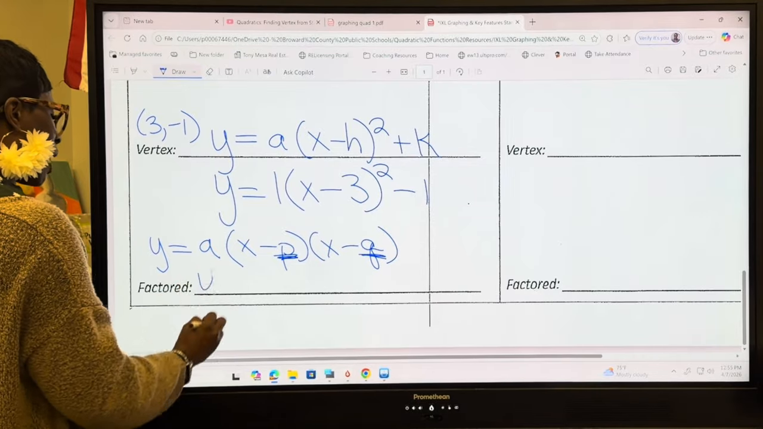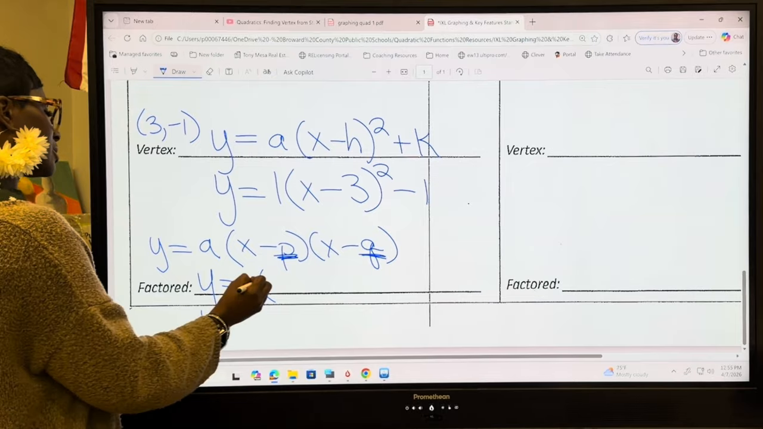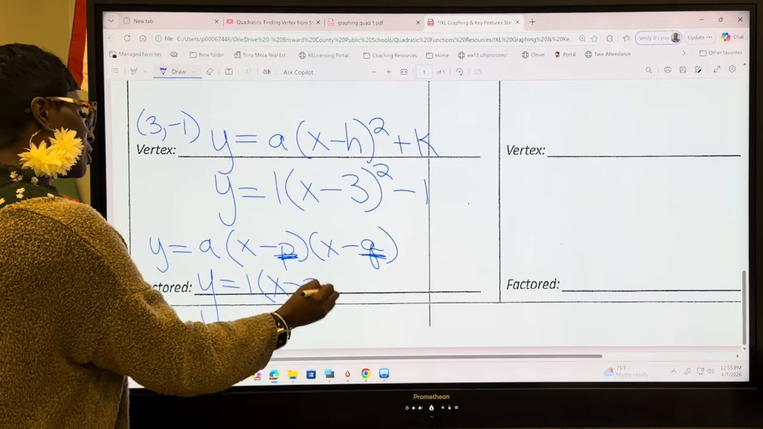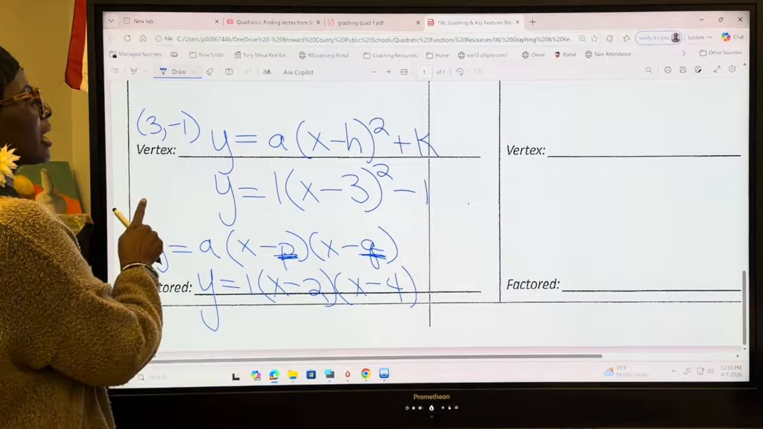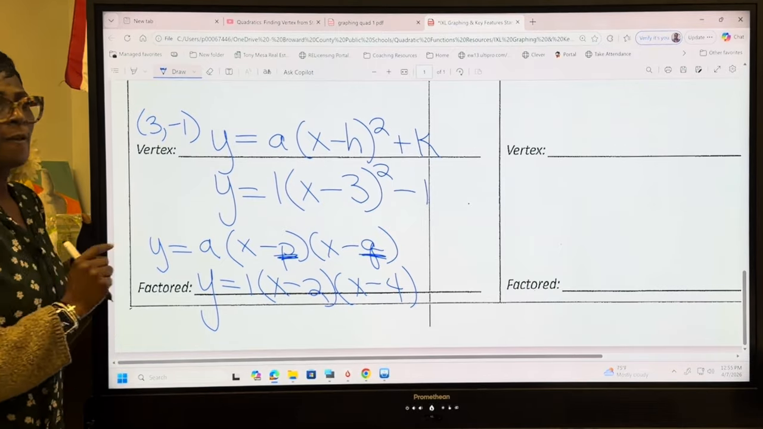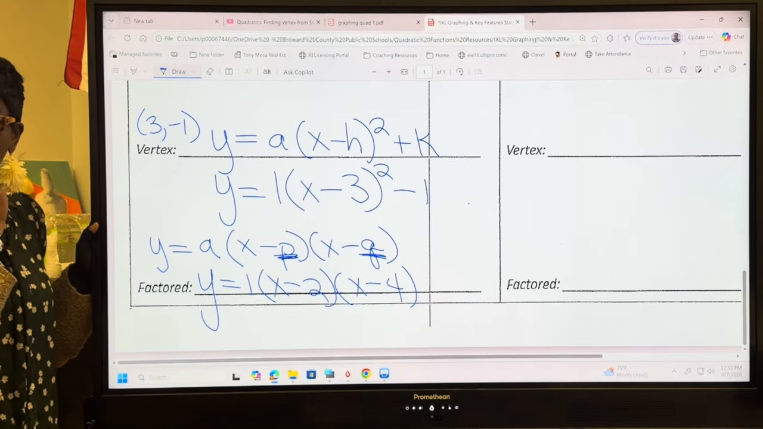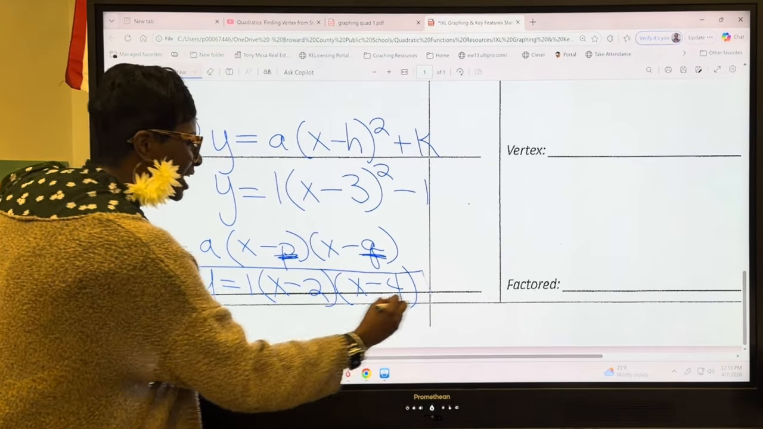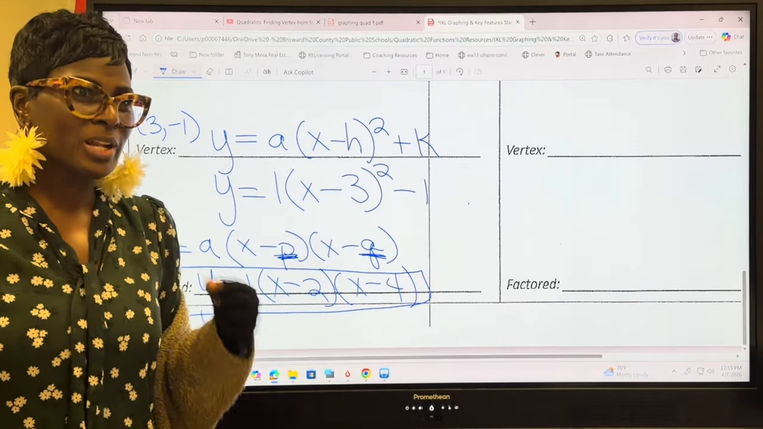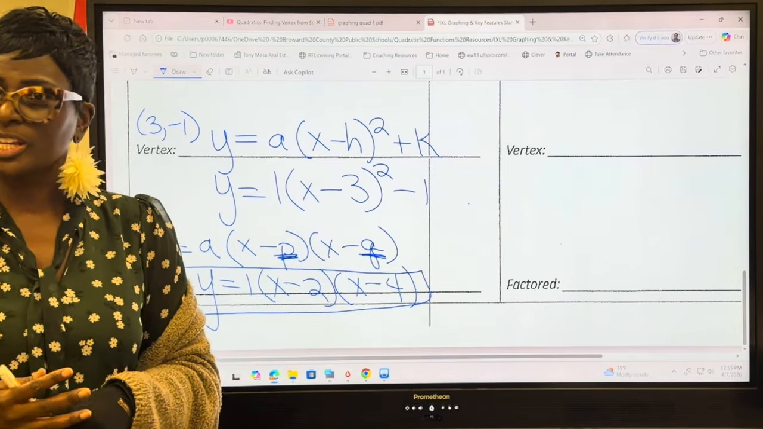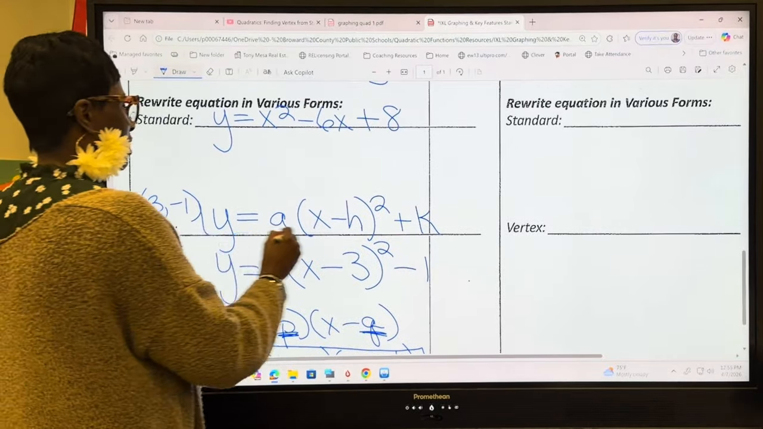What am I doing? y equals 1 times x minus 2 times x minus 4. What if our x was a negative 4? Plus 4. Correct. Plus 4. Are y'all following? Do y'all see how we can do all these forms from this? How graphing really can help us with all these different things that we need to find? Yes? Are there any questions on any of this?